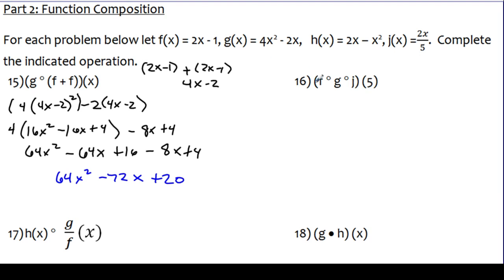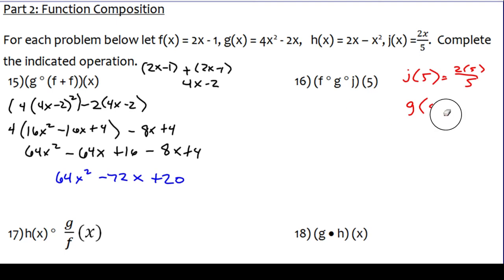This is saying f composed with g composed with j of 5. So that means take the 5, plug it into j, get that answer, plug it into g, get that answer, plug it into f. So this is going to look like, let's come over here and do j of 5. Okay, j of 5 is going to be 2 times 5 over 5. Okay, that's 10 over 5, which is 2.